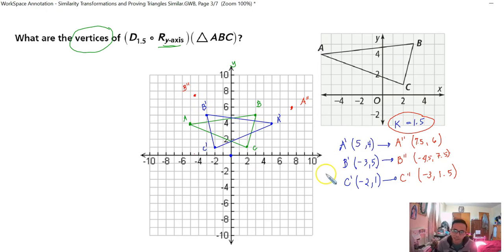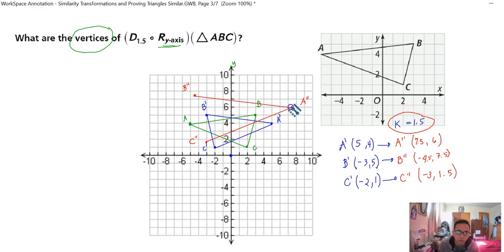And then my C is negative 3, and then 1.5, 1, and then 0.5 here. So this is my C double prime. So I'll just connect those points that I have using red color. There.